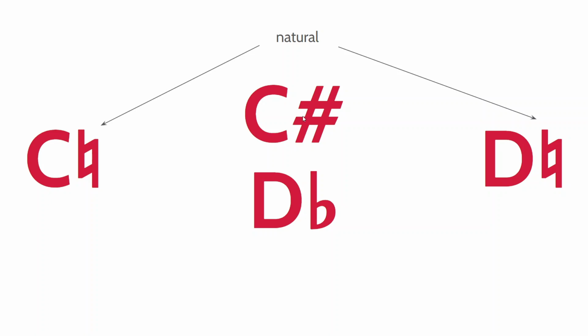If I need to differentiate between a C sharp and just a normal C, we'll use a sign called a natural. And this is still an accidental, the natural. So C natural. And then if I need to differentiate between D flat and normal D, I'll use a D natural.